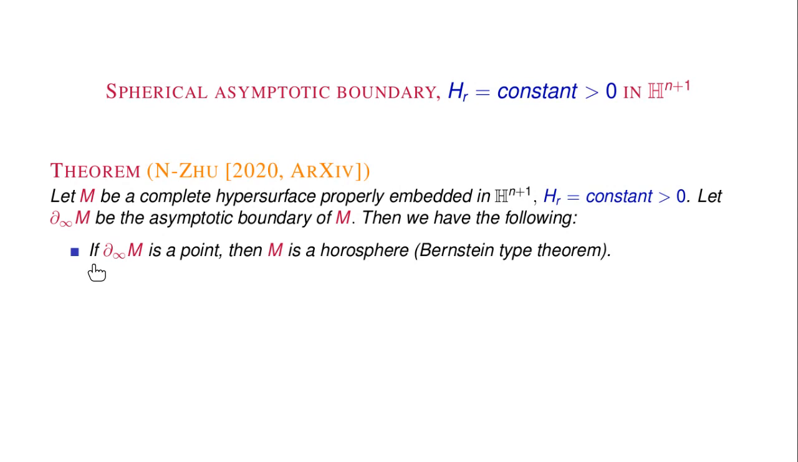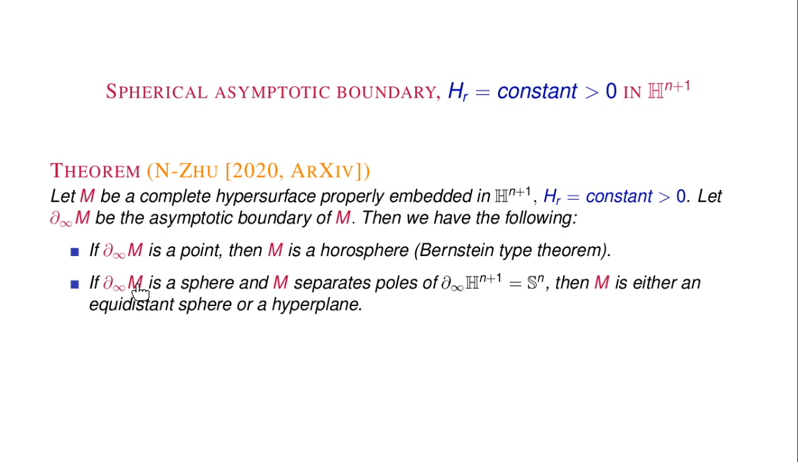If the asymptotic boundary is a point, then M is a Euclidean sphere, and I call it a Bernstein type theorem. Or if the asymptotic boundary is a sphere and M separates the poles of the sphere at infinity, I'm not entering details, but it's clear, poles are poles, and the boundary must separate poles. Then M is either an equidistant sphere or a hyperplane.